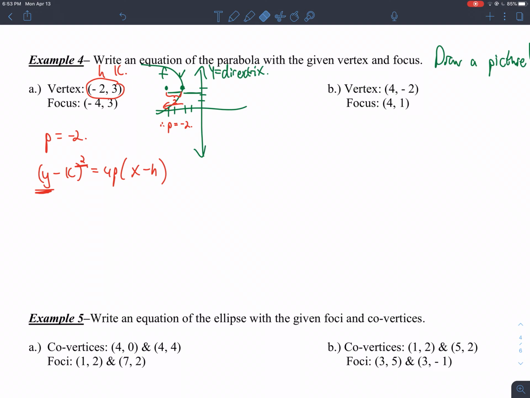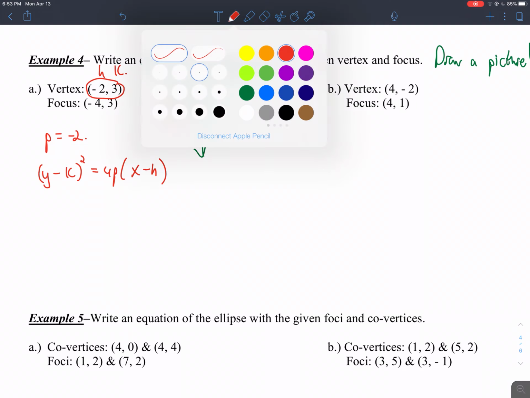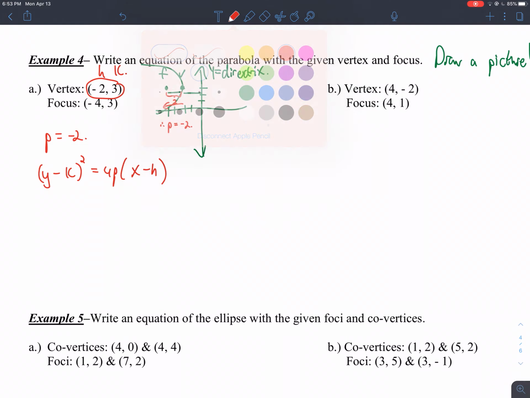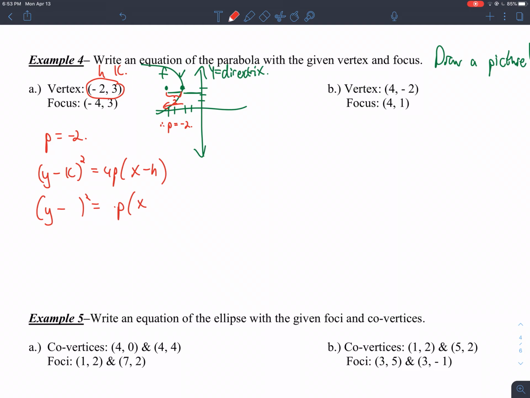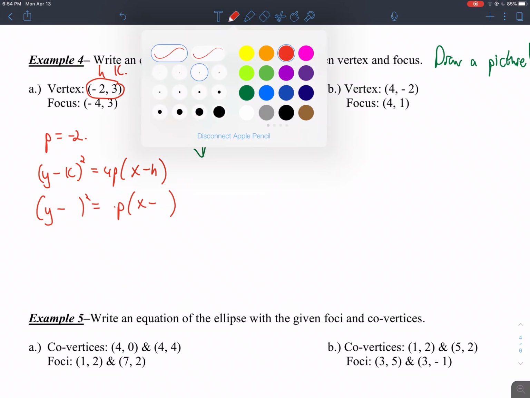All right, so now I just plug stuff in. You've done all the hard thinking already. You're just substituting at this point. So let me do that. Let me substitute y minus k squared equals 4p times x minus h. Okay, oh, not squared, sorry. It's not squared, this is a parabola. And then let's plug the numbers in.